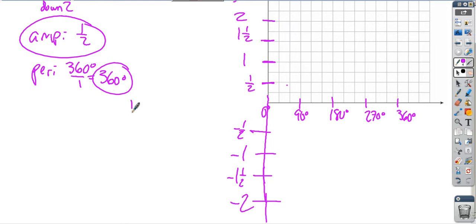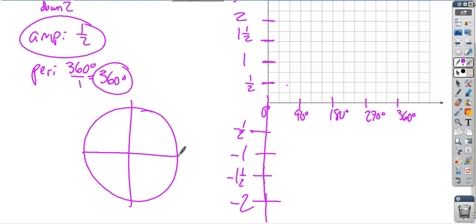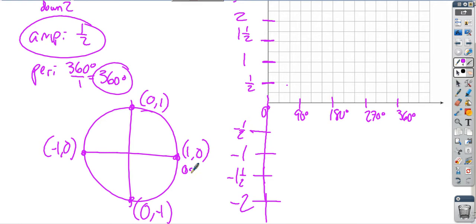So cosine on the unit circle is the x coordinate. So here's our unit circle: (1, 0), and (-1, 0). And this point is (0, 1). And this is (0, -1). And remember, this is 0 degrees and also 360. This is 90 degrees. This is 180. This is 270. So let's graph the parent function just so we can have that as a model.